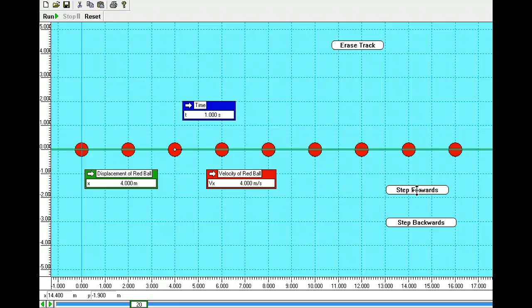Go ahead to 1 second, 4 and 4. Go to 1.5 and it's 6 and 4. 2, it's 8 and 4. 2.5, we're at 10 and 4. 3 seconds, we're at 12 and 4. 3.5, we're at 14 and 4. And finally, at 4 seconds, we are at 16 and 4.